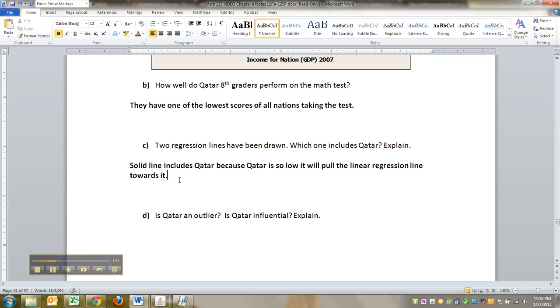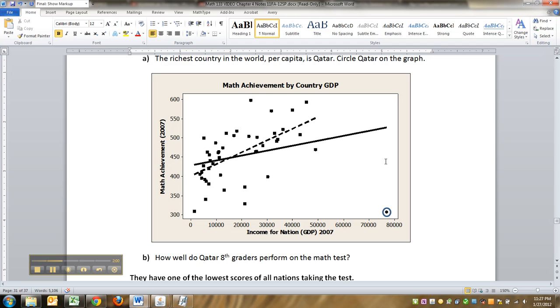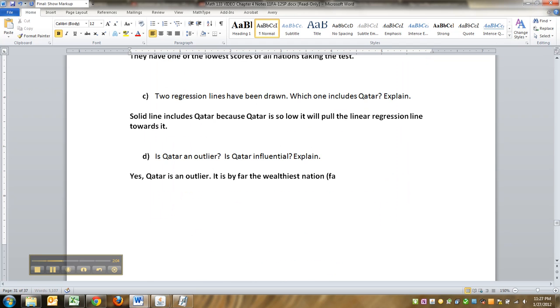Which, by the way, means the dotted line is not including it. Is Qatar an outlier? Yes, Qatar is for sure an outlier. It is by far the wealthiest nation. No points are coming close to it. Look at the gap between it and the next nation over. It's huge, far to the right of the other points.